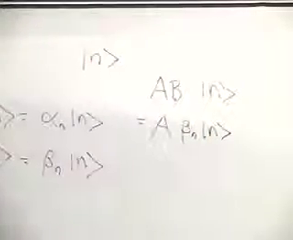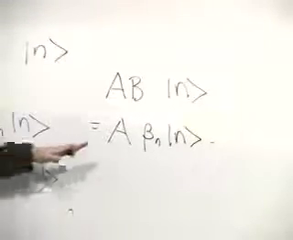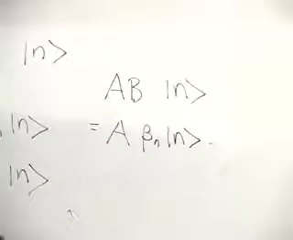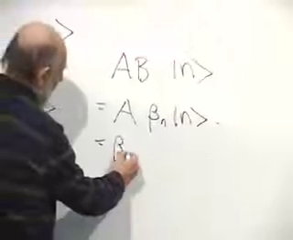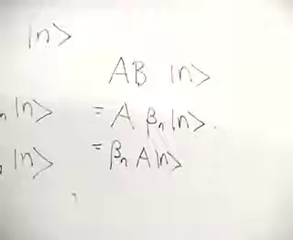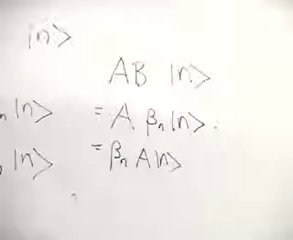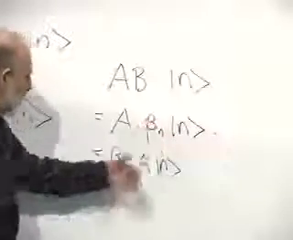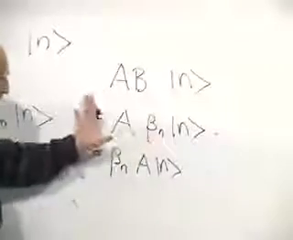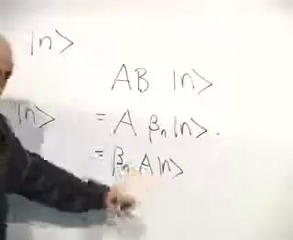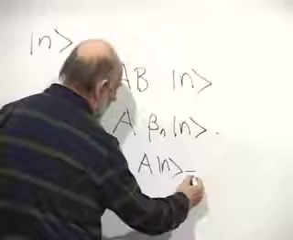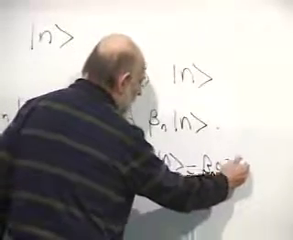Beta n is just a number. We can take it out, put it on the left-hand side of the operator A. And so that becomes beta n A times n. Ordinary numbers you can push back and forth at will. They just multiply the vector n, and using the linearity of A, we can easily move beta to the other side. Now what is A on n? That's alpha n times n. So what do we get? We just get beta n alpha n times n.